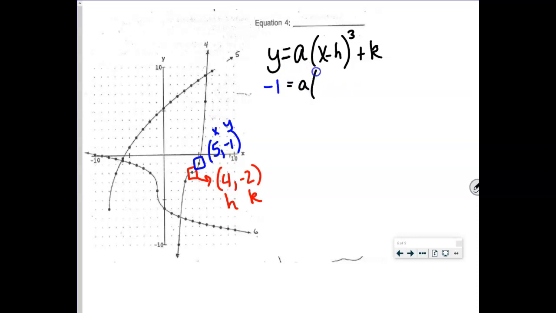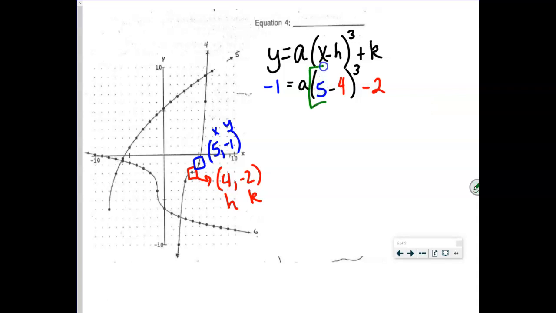Riley, you don't know a yet. We'll just leave that like a variable. Who's your x value from your ordered pair? Good. And then we're supposed to subtract the h. Who's your h? Good. And then that thing is cubed, and then we have a plus k. That would be weird to say plus -2. Do you mind if I just write -2? Okay. All right, time to simplify.